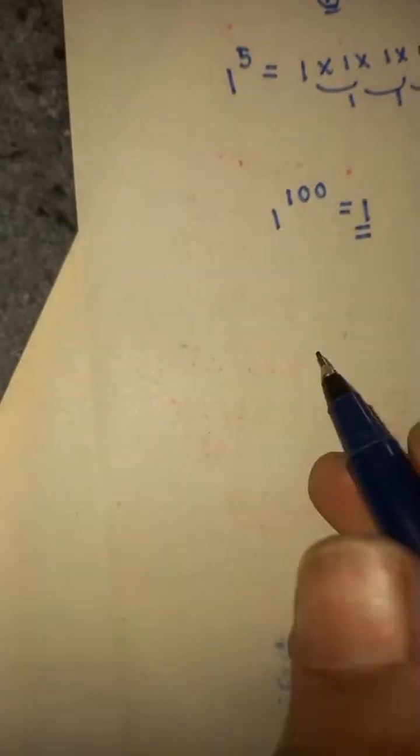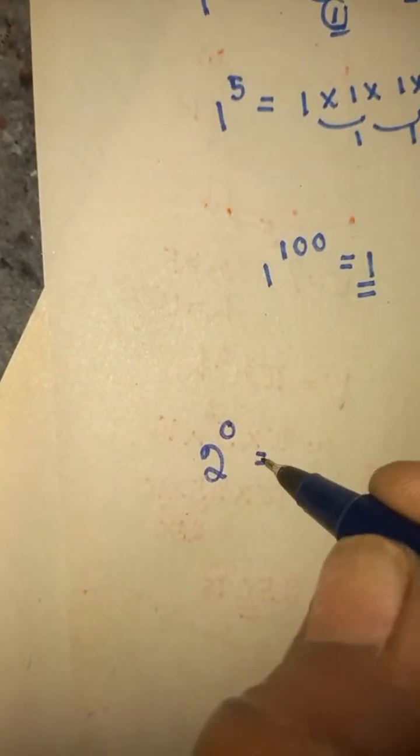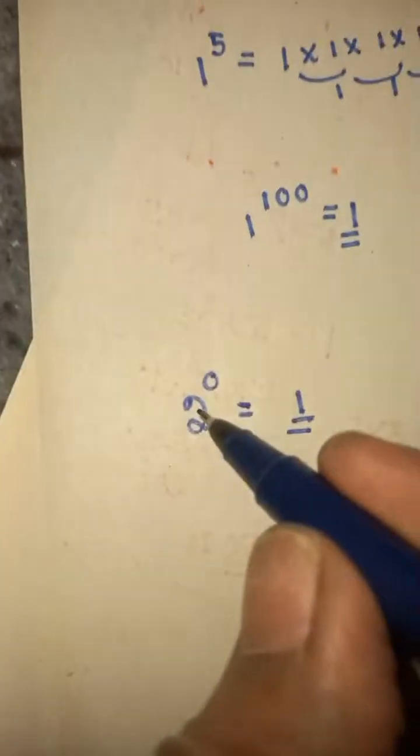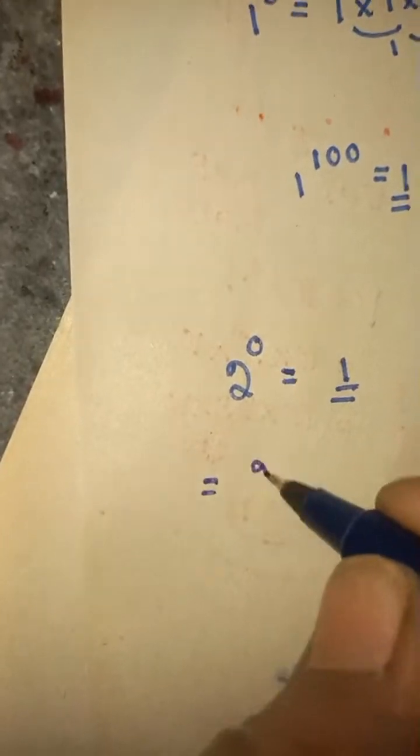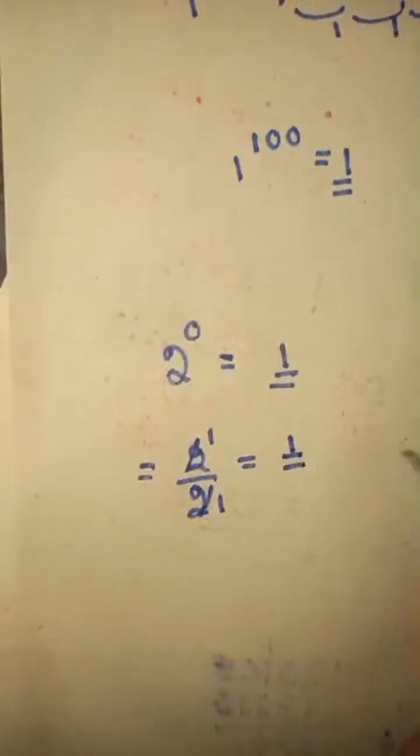Let's take this one. What happens when you take anything to the power 0? Anything to the power 0 is going to become equal to 1. I am going to tell how. This 2 power of 0 means its meaning is 2 by 2. That means 2 divided by 2, it remains equal to 1.